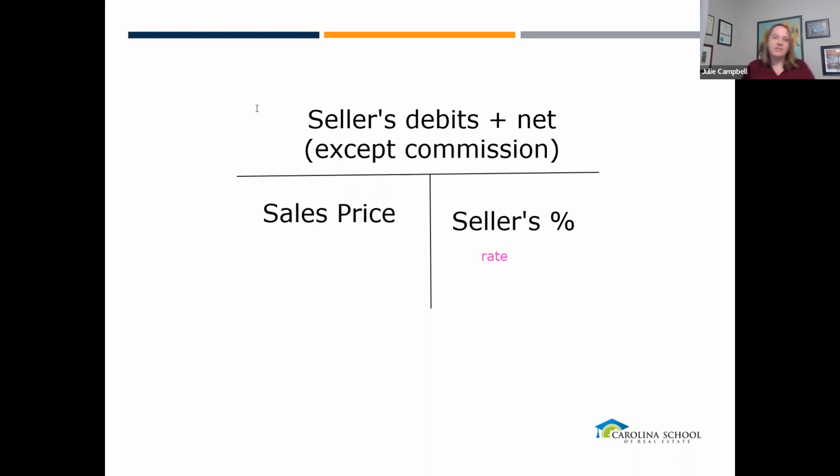To their debt, we're going to add their net. The net is how much they want to walk away with. What amount is the check that they want to put in their pocket when this thing closes? So the number on top is all of their debts and expenses except commission, plus their net. How much do they want to walk away with?